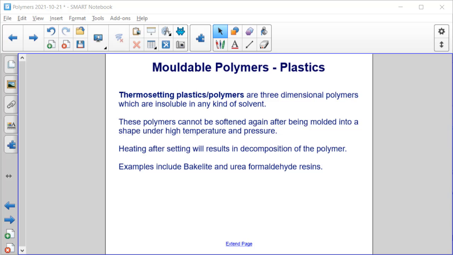They're three-dimensional polymers which are insoluble in any kind of solvent. These polymers cannot be softened again after being molded into a shape under high temperature and pressure. Heating after setting just results in decomposition of the polymer. Examples include the bakelite that we saw before and the urea formaldehyde resins that we saw before.